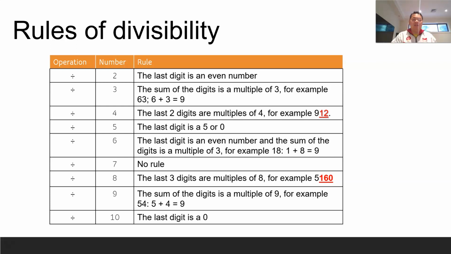Last but not least, 10. I think all of us know this. To find out whether a number is divisible by 10, you just need to look at the last digit. It must be 0. So long as it is 0, it is divisible by 10. Like 490, 210, 430. So these numbers are divisible by 10.